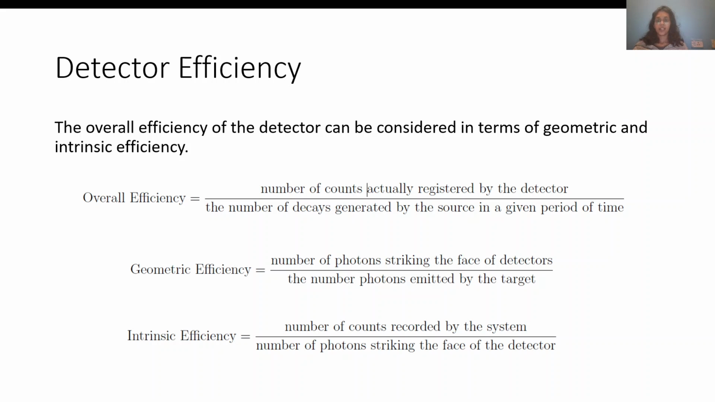Second metric is detector efficiency. The overall efficiency of the detector can be expressed in terms of geometric and intrinsic efficiency. The geometric efficiency simply describes the fraction of radiation quanta emitted by the radiation source that strikes an active radiation detection material. The intrinsic efficiency can be easily calculated if a known source emitting a known number of photons is placed directly against the face of the detector. The formula of each of these efficiencies is given in the slide.